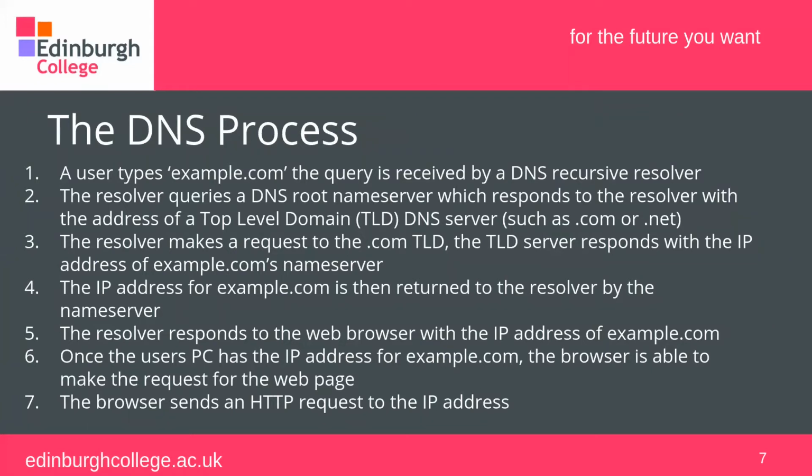The resolver makes a request to the .com top-level domain. The top-level domain server responds with the IP address of example.com's name server. The IP address for example.com is then returned to the resolver by the name server. The resolver responds to the web browser with the IP address of example.com. Once the user's PC has the address, the browser is able to make a request for the web page, and the browser sends an HTTP request to the IP address.